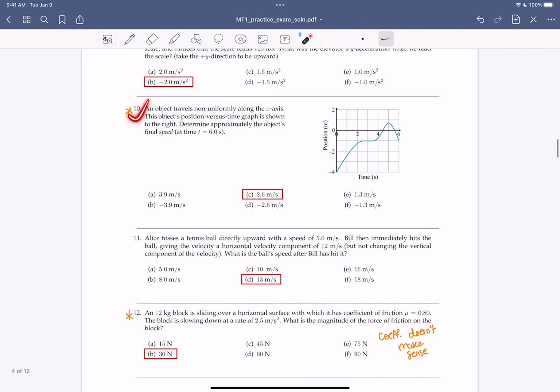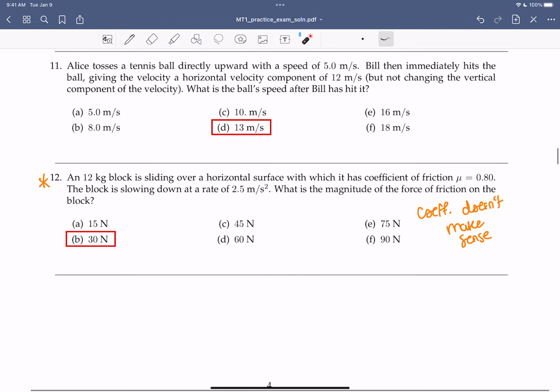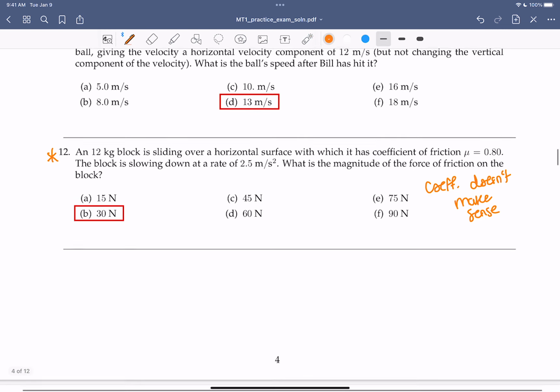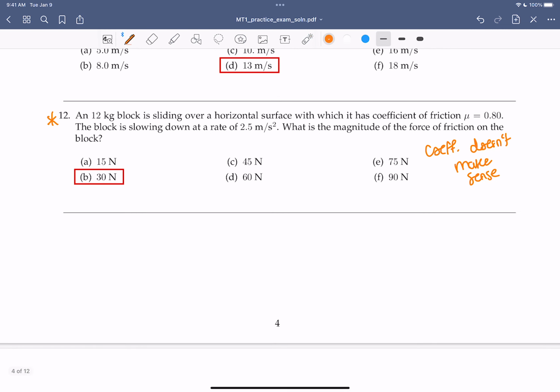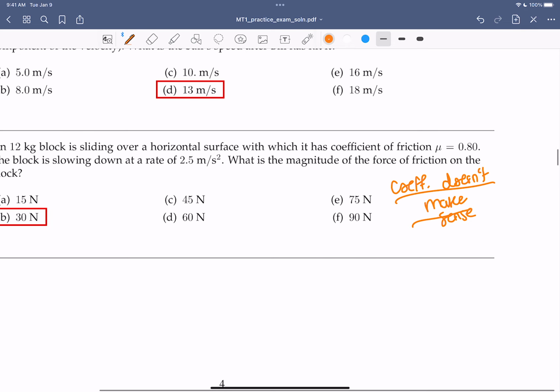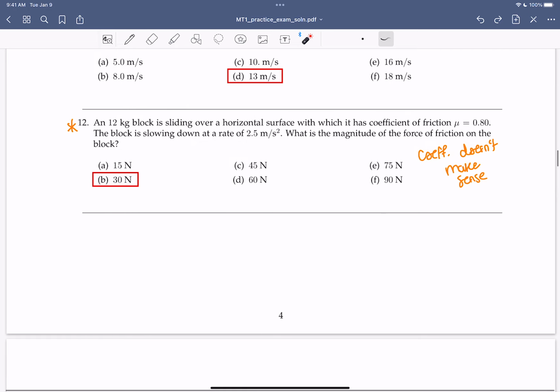Now, if everyone's good with 10, then we can move on to 12 here, which I've singled out as well. Now 12, once again, is an issue because they don't even give you the coefficient. So this is kind of like a typo. Oh, my bad, not drag coefficient, I'm thinking about another problem later on. The coefficient of friction here doesn't add up. That's what I meant. So let me go over it real quick.